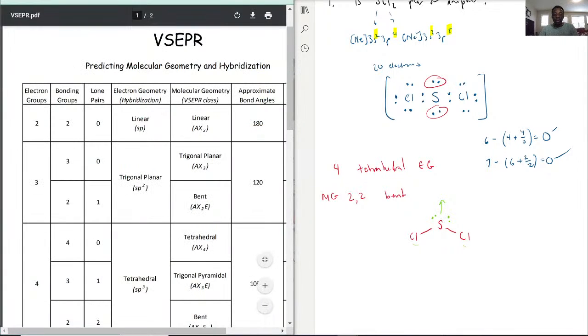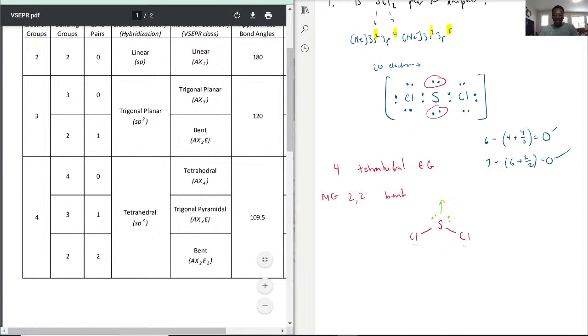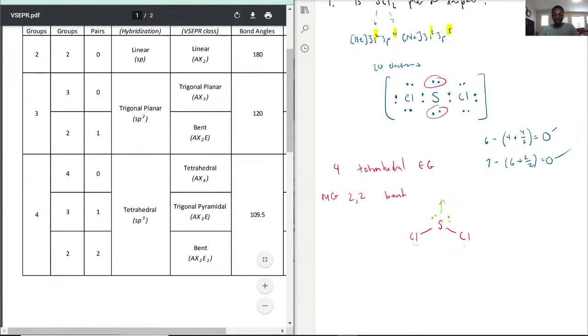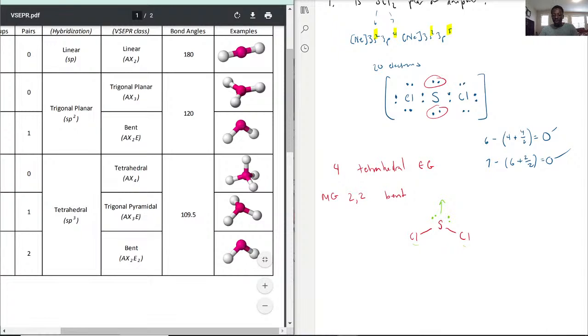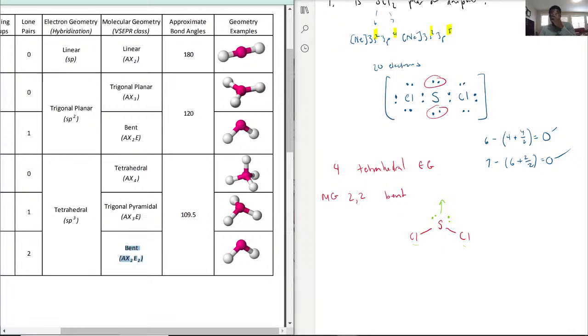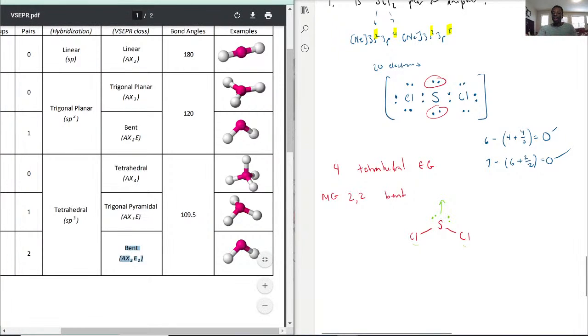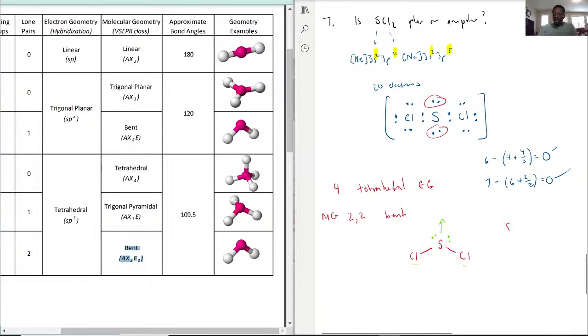You look at the VSEPR theory, it's tetrahedral, but it's actually bent for its molecular geometry. And this type of molecule you get right here at the end, because you have that, it's actually going to be polar. You can see there that there isn't even distribution. Because of the lone pairs, it's an uneven distribution, which is why I can say with confidence that SCl2 is a polar molecule. It's not nonpolar, even though it looks like that based on its Lewis dot diagram.